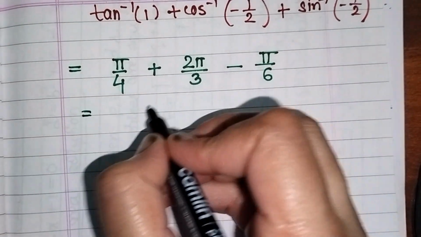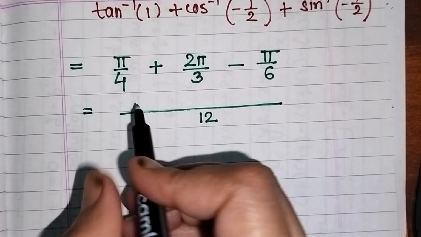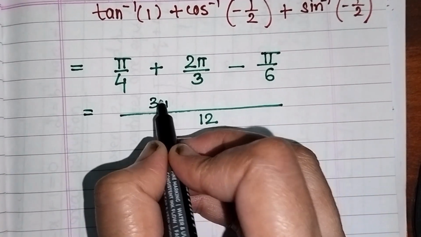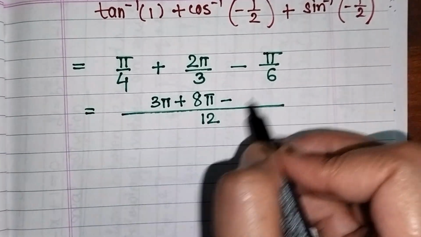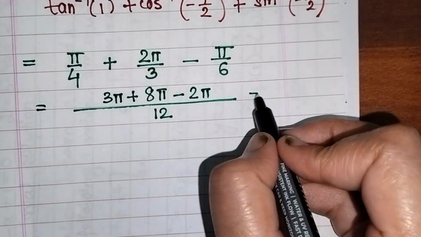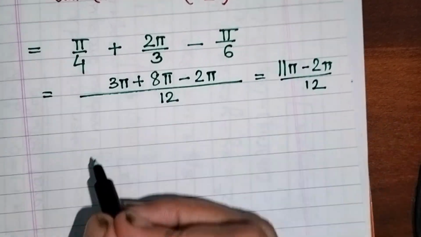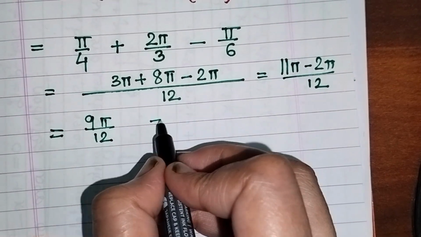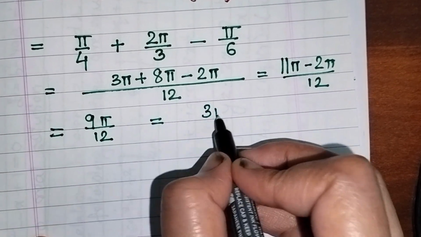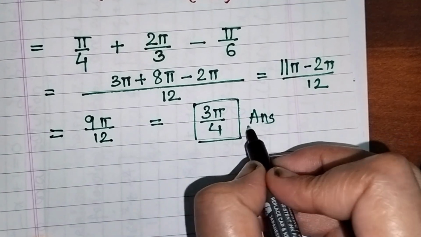Take the LCM of 4, 3 and 6. The LCM is 12. So when you solve this, it is 3 pi plus 8 pi minus 2 pi upon 12. Simplify this, it is 11 pi minus 2 pi upon 12. So 11 minus 2 is 9 pi upon 12. Again we cancel this by 3, so it is 3 pi upon 4. This is the required answer, 3 pi upon 4. I hope this is clear.